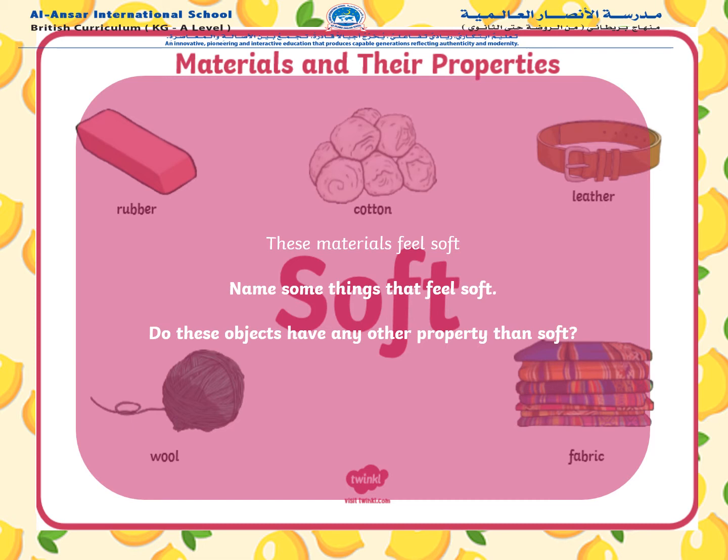Cotton, fabric? Recall your experiment. We used fabric to learn about absorbent materials. So, yes, you got it now. Fabrics are soft. They are also absorbent. But some of them are not absorbent. Have a look at the rubber. Rubber is not an absorbent material, but it's soft. So it's waterproof. Can you think about more properties of soft things?